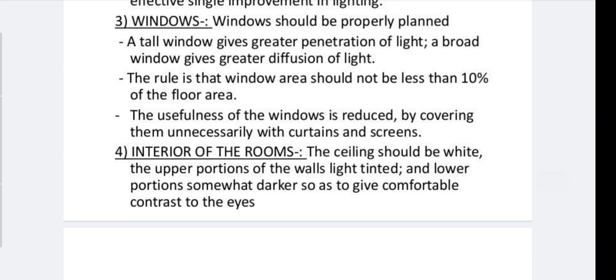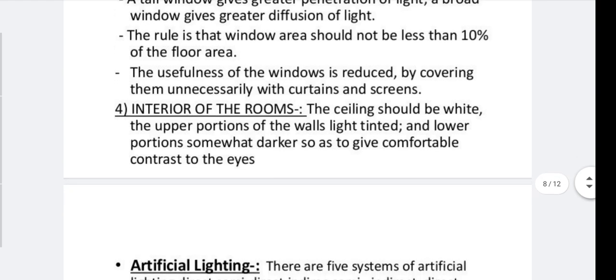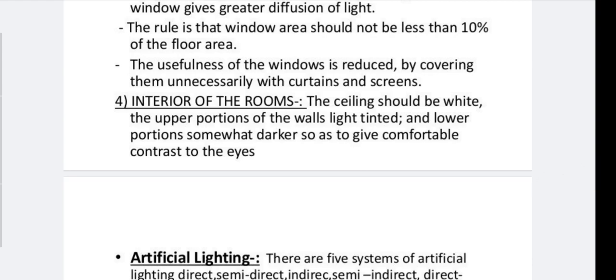If you are using any curtains or a screen which is acting as a barrier for good illumination, then you should remove it. And in the interior of the room, the ceiling should be white, even the walls should be white, and the floor should be a darkened color for the comfort of the eyes.